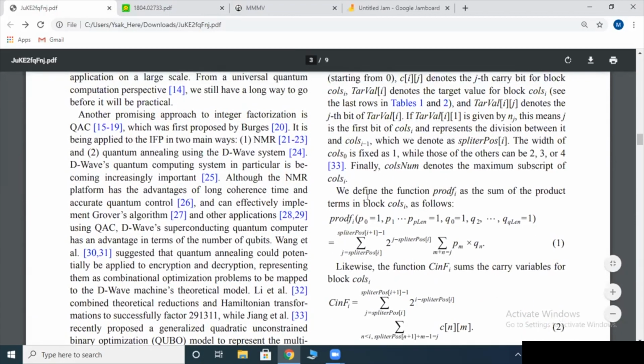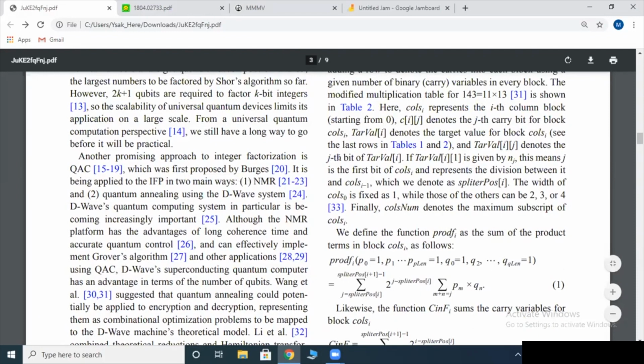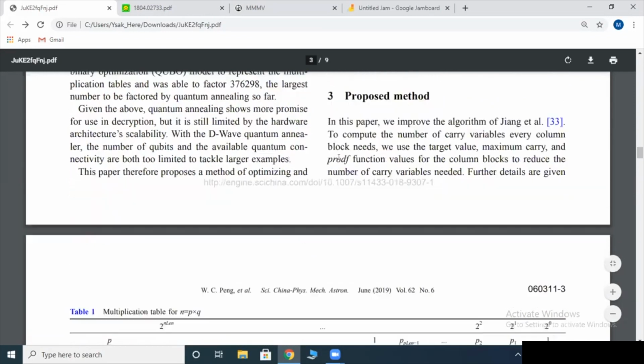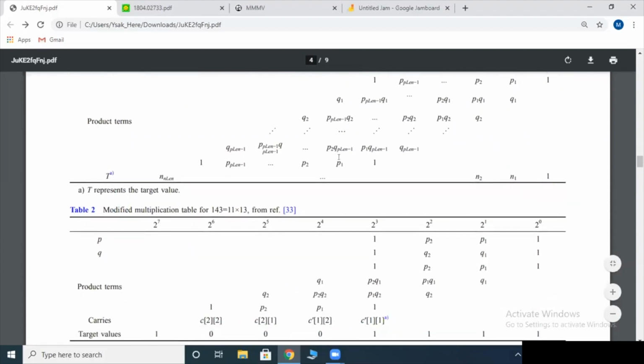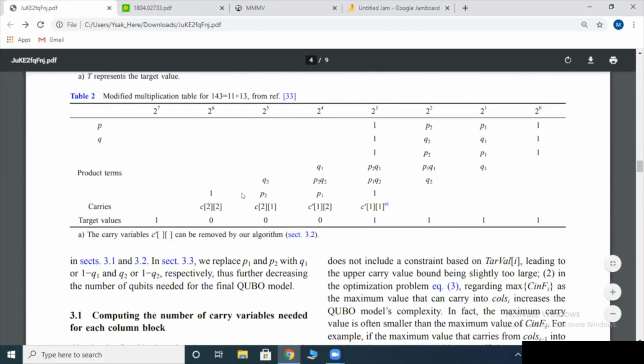So we are starting with this table, and we are trying to find the carries and the product terms. That is what we have to understand. So we have to find these product terms and the carries and reach this P and Q. That is our aim. We have the target values over here, and we are trying to minimize the steps wherever possible as well.